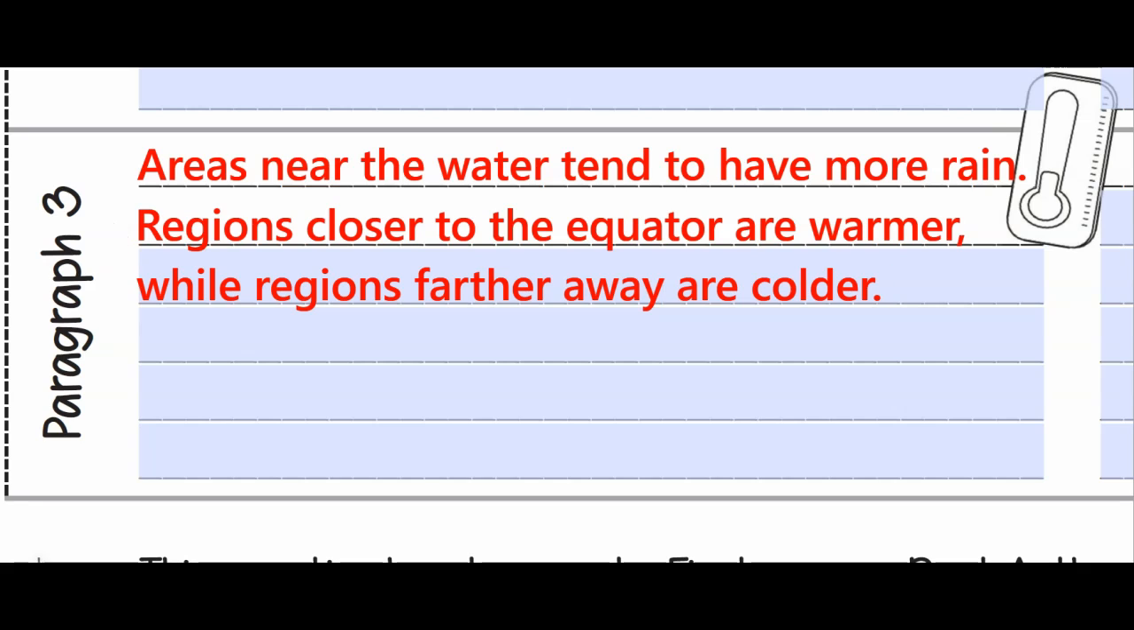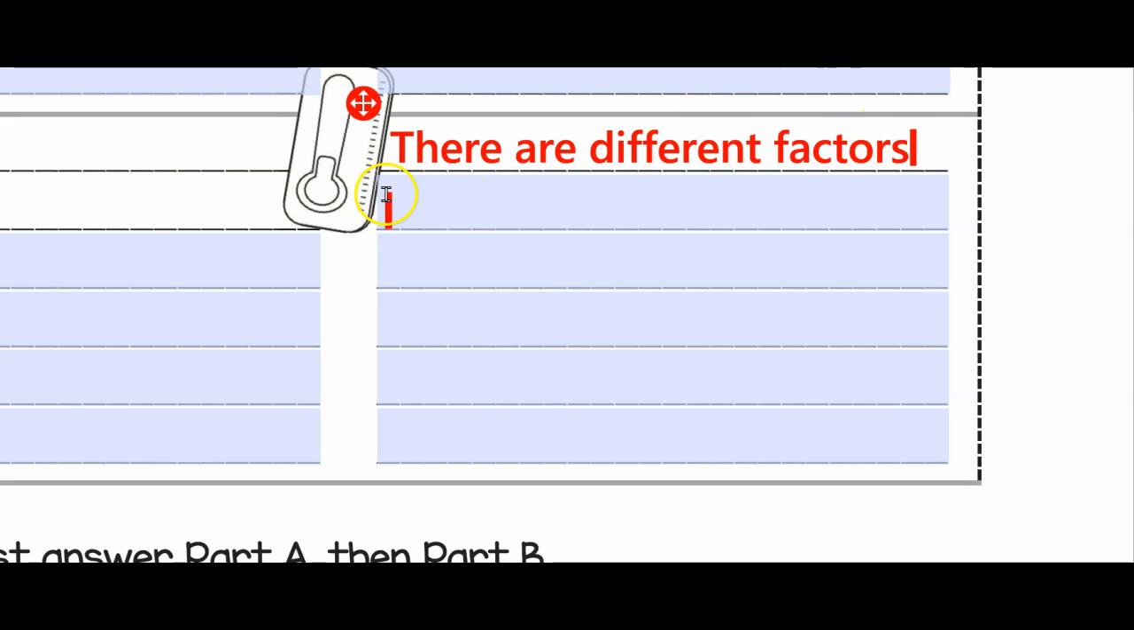All right. Okay, so we did details from paragraph 3. Now move over to the right and let's do what's the main idea there on paragraph 3. So it's like this. There are different factors that cause certain weather patterns.